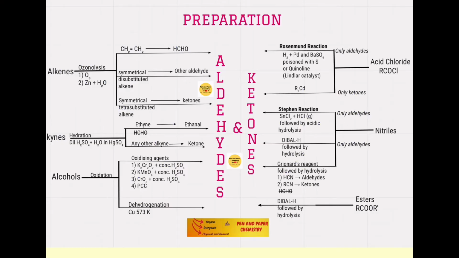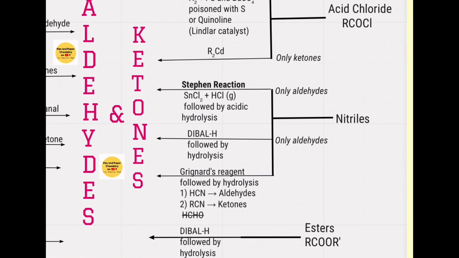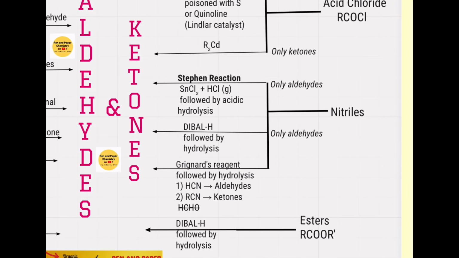The next method of preparation is from nitrile. If you see, we've further categorized it into 3 parts. Stephen reaction, which involves reduction with tin chloride and HCl gas, followed by acidic hydrolysis. Remember, there are 2 steps in this reaction. The other is again reduction with DIBAL followed by hydrolysis, right? So let's go ahead and write the reactions for them.